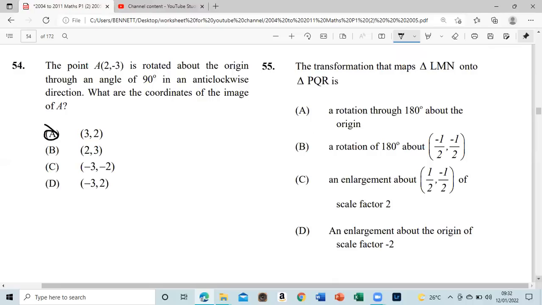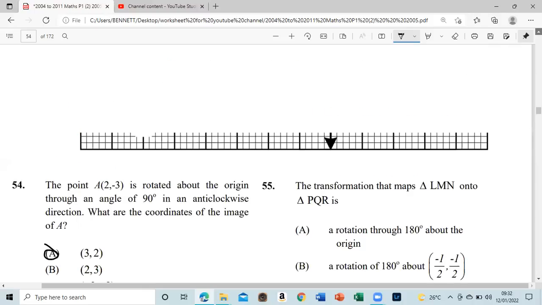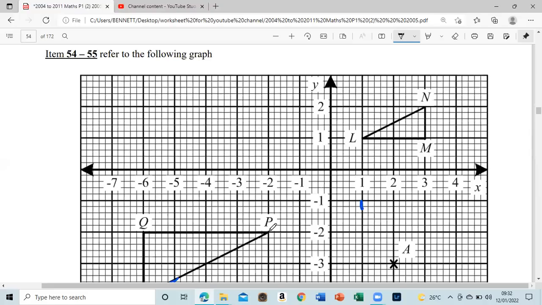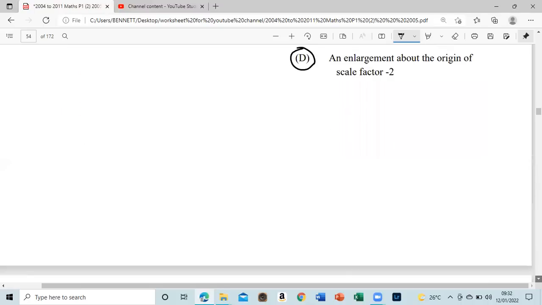55. The transformation that maps triangle ABC onto PQR is. Is it a rotation through 180 degrees? No, it's more than just a rotation. I realize that, guys, it's also an enlargement. So this one is D, enlargement through the origin and rotation.